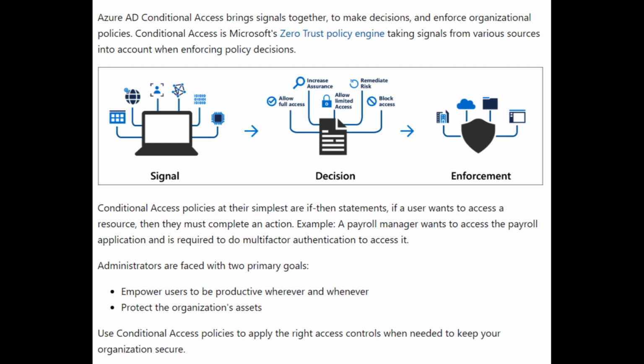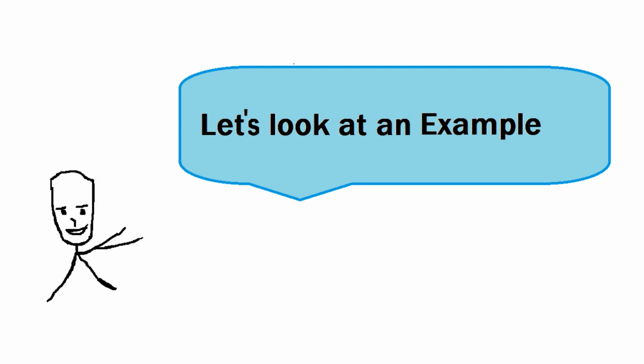Conditional access policies at the simplest are if-then statements. If a user wants to access a resource, then they must complete an action. For example, a payroll manager wants to access the payroll application and is required to do multi-factor authentication to access it. Let's look at an example. We will create a policy to force users to use multi-factor authentication.